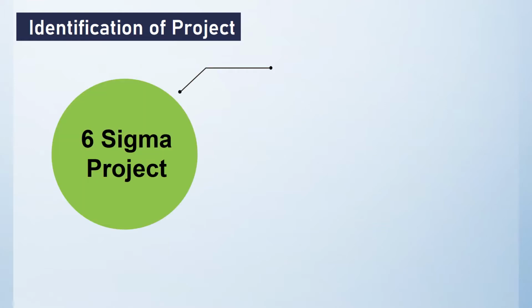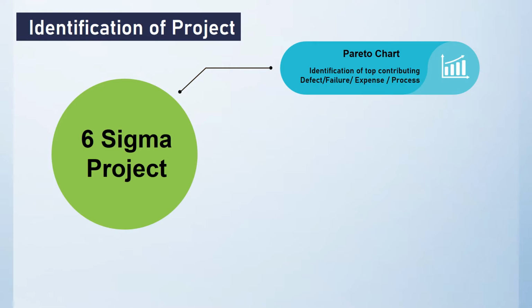So first one is using the Pareto chart. We have to identify the top contributing things, either defects, failures or expenses. Whatever it would be, we have to arrange it in descending order. Top one is first, lowest one is last. So we can focus and take out the top contributing factors for further improvements, for further reduction. This is one way. So identifying the top contributing factors and taking that for improvement.